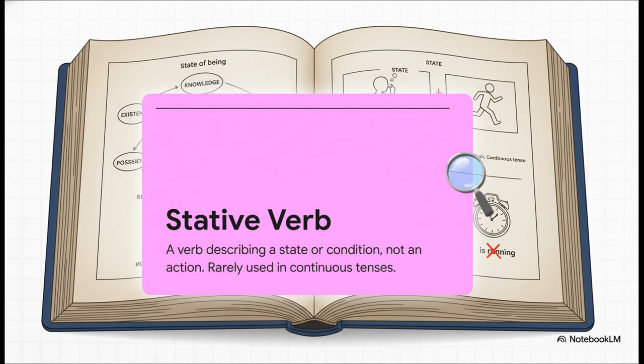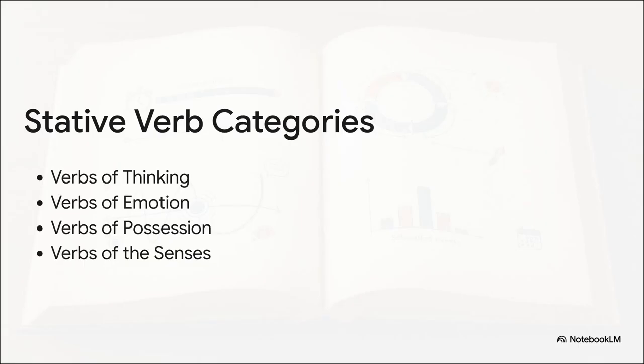Let's define our terms real quick. A stative verb describes a state of being, a mental condition, or a quality. It does not describe a dynamic physical action like running, jumping, or building. And because you logically cannot be in the process of a permanent state of being, these verbs completely refuse the present continuous tense.